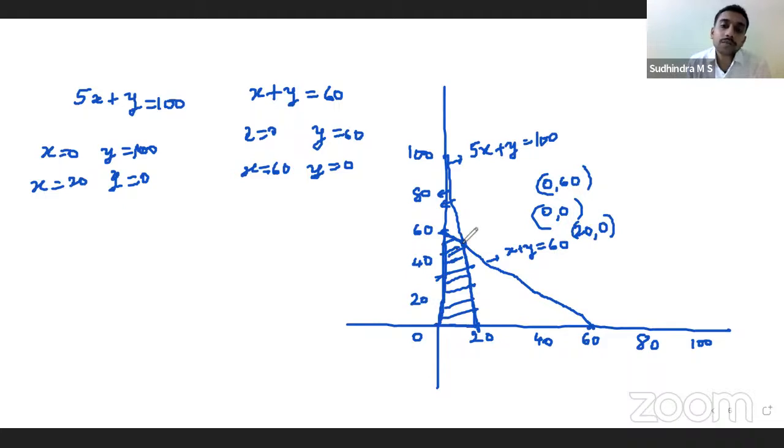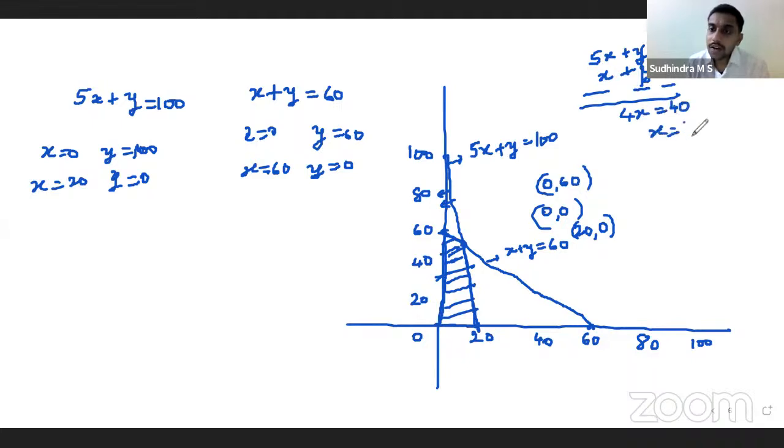By solving the two equations, because it's the intersection of those two lines. So 5x plus y is equal to 100, x plus y is equal to 60. Solve this, subtract. X and y and y get cancelled. 5x minus x is 4x, 40. So x is 10. If x is 10, y is equal to 50, because x plus y is 60. So the other point is 10, 50. Therefore, option A is the correct answer.